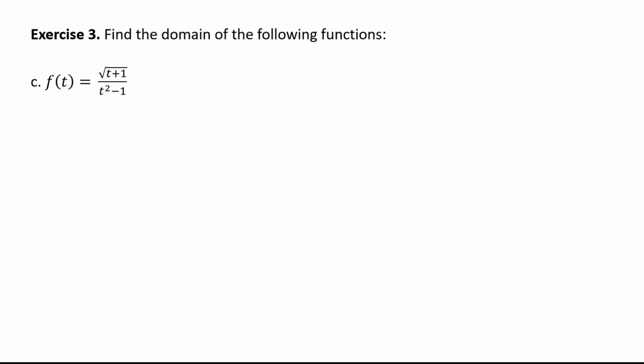C. F of t equals the square root of t plus 1 divided by the quantity t squared minus 1. This function has 2 restrictions to work through to find the domain. The denominator cannot be 0, and the radicand of the square root expression of the numerator must be non-negative. Let's begin with the denominator. The t squared minus 1 cannot equal 0.